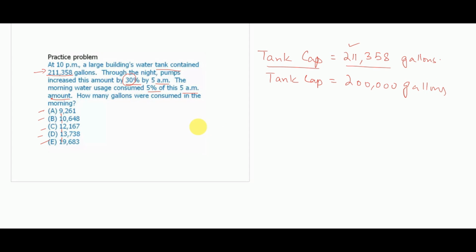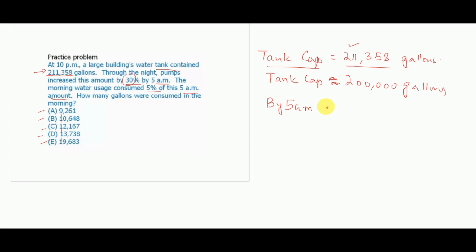All right, it's very important. The tank cap is basically approximated. In fact, I should use this approximation sign. So now the tank cap is approximately 200,000 gallons. Through the night, pumps increased this amount by 30% by 5 a.m.